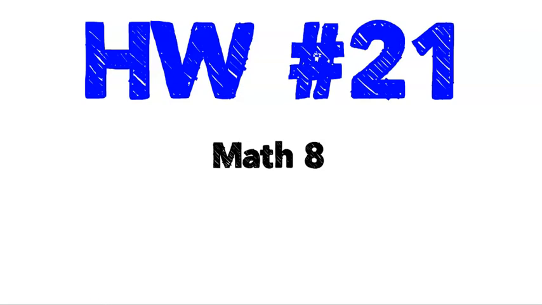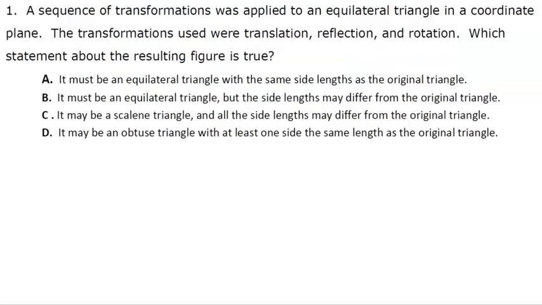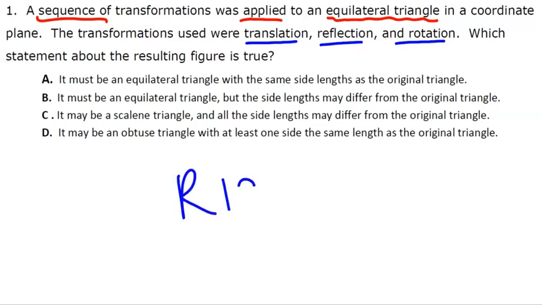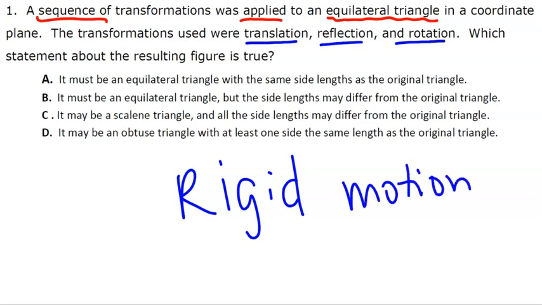Homework number 21. The first question asks you about a sequence of transformations, and a sequence means more than one. We're applying these transformations to an equilateral triangle. If we look at the transformations that are being performed, translation, reflection, and rotation, they are all rigid motions. And a rigid motion is always congruent.